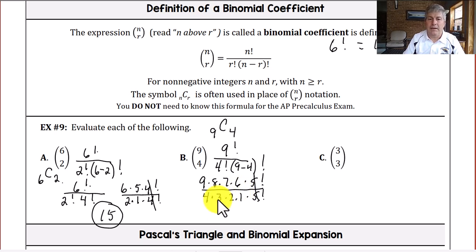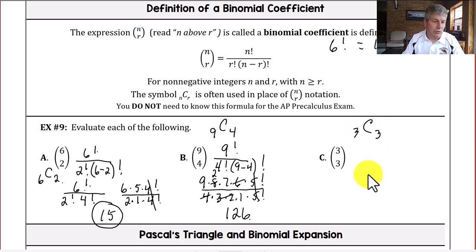What's going to be easy? The 3 and the 2 are going to simplify with the 6. The 4 and the 8 will simplify, and I end up with 9 times 7 is 56. No, it's not. 9 times 7 is 63. Times 2 is 126. And the last one, 3 choose 3.